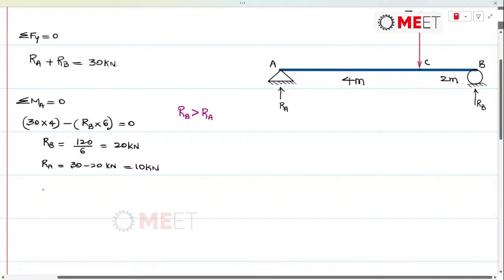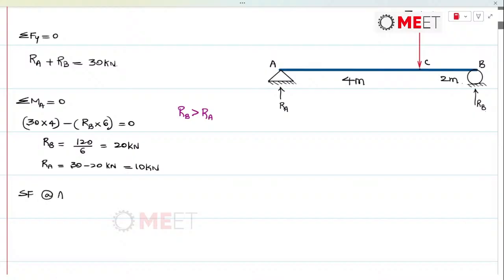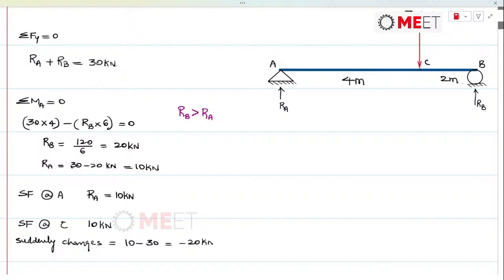Now let's do the computation of shear force. Shear force at A will be straight away equal to RA, that's 10 kilonewtons. Same way, shear force just before C will still be 10 kilonewtons. Sorry, it has to be point C, so let me correct this. It's 10 kilonewtons, and at point C we are finding a point load. Due to this point load, there has to be a sudden change of another 30 kilonewtons, so it suddenly changes to 10 minus 30, which is equal to minus 20 kilonewtons.